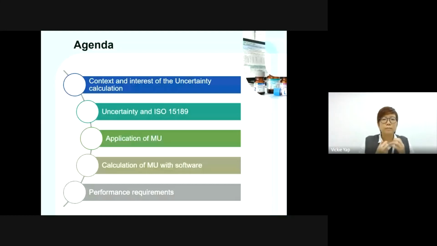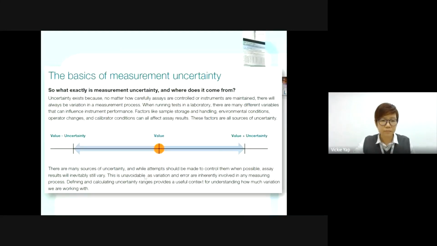Okay, so first, the basics of measurement uncertainty. What exactly is measurement uncertainty and where does it come from? Uncertainty exists because no matter how carefully assays are controlled or instruments are maintained, there will always be variation in a measurement process. When running tests in a laboratory, many different variables can influence instrument performance. Factors like sample storage and handling, environmental conditions, operator changes, and calibrator condition can all affect an assay's results. These are all sources of uncertainty.